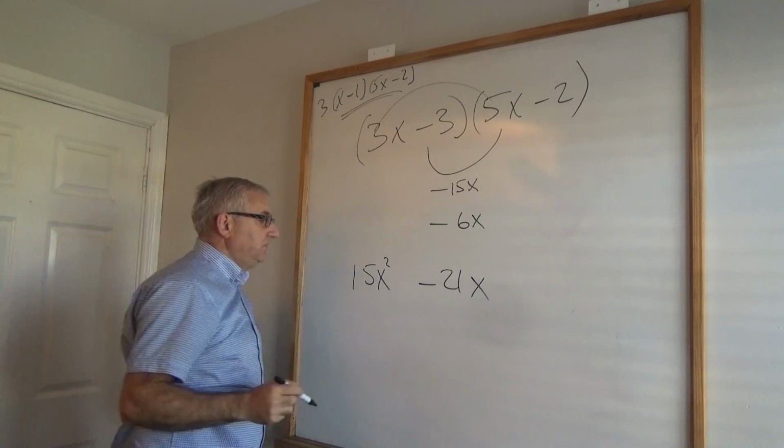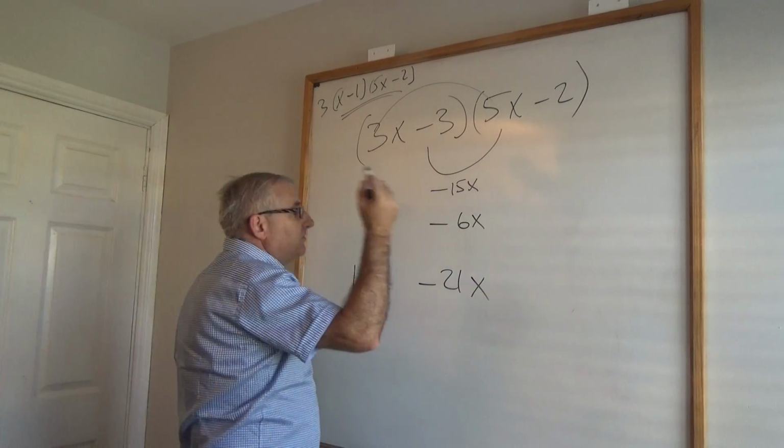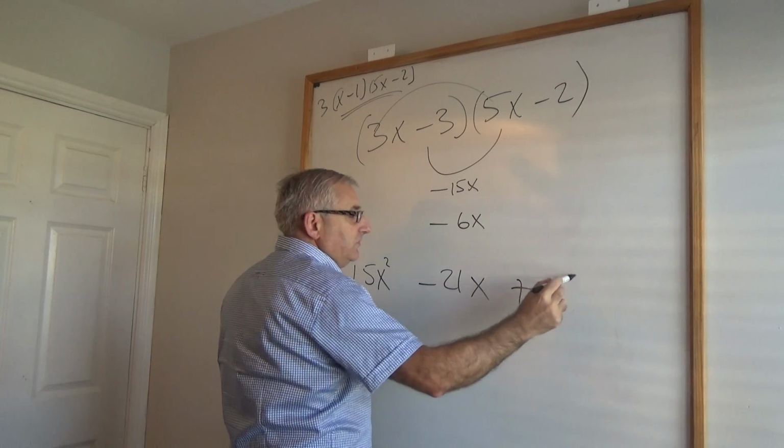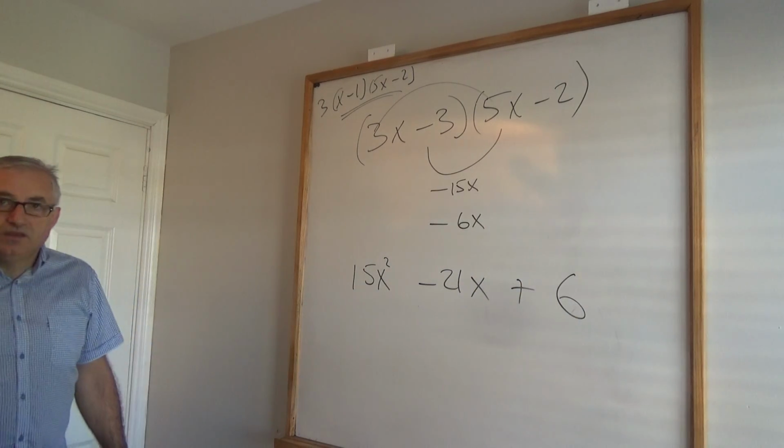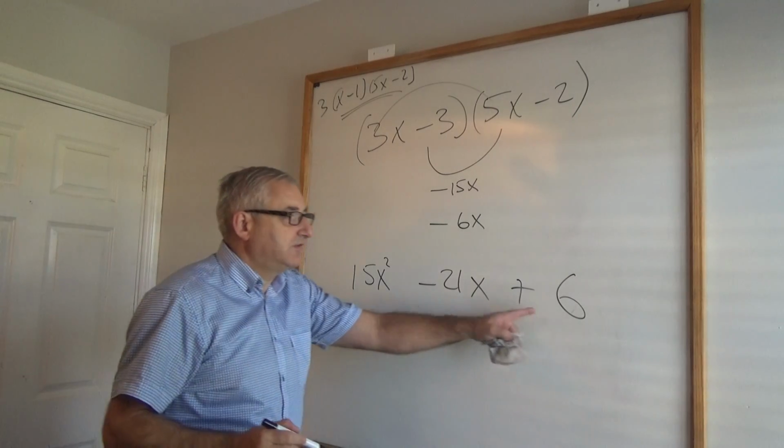This monomial product is 15x squared, and the other monomial product, minus by minus, is plus. 3 2's is 6. Again, common 3, as expected.